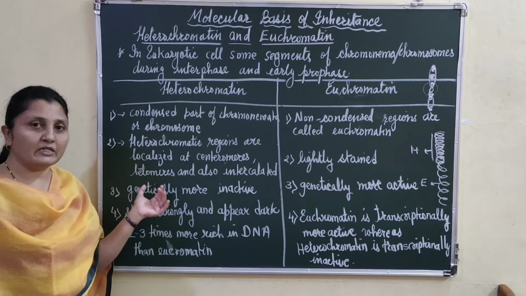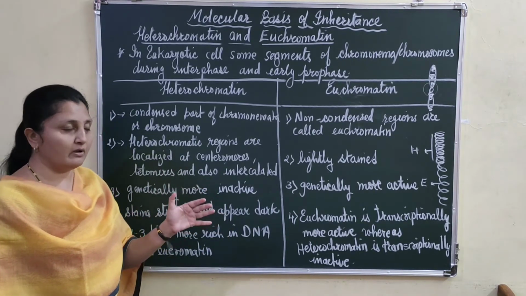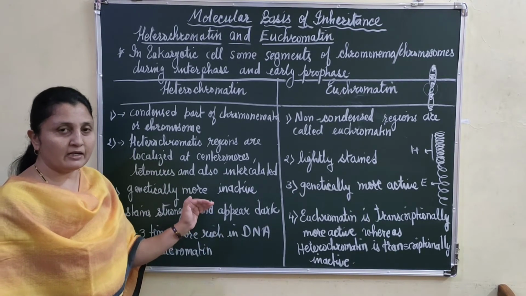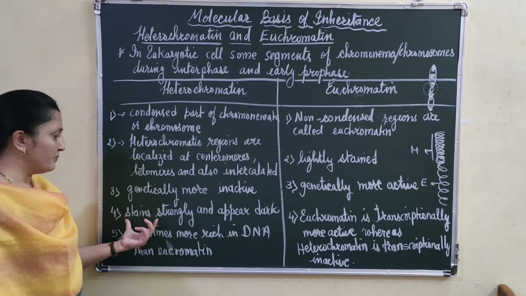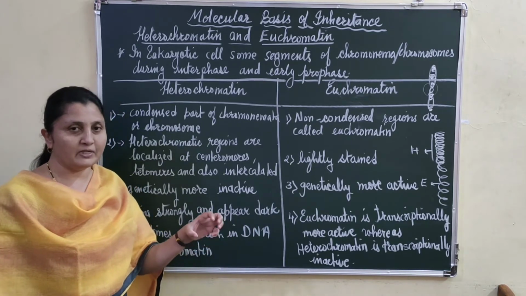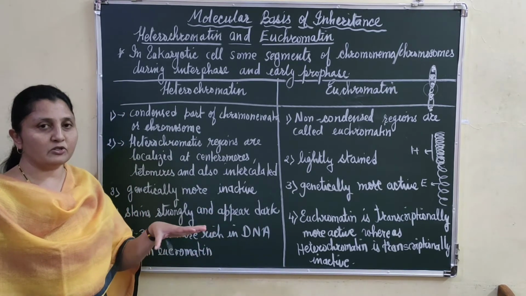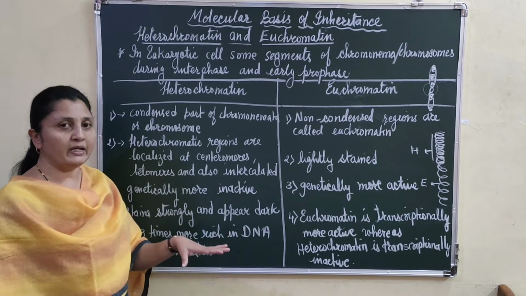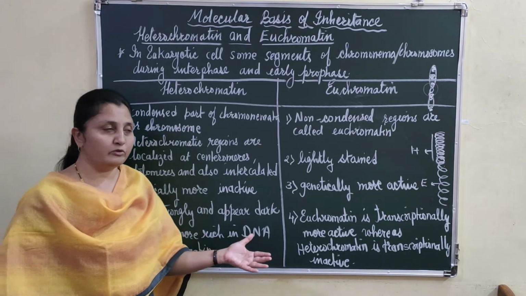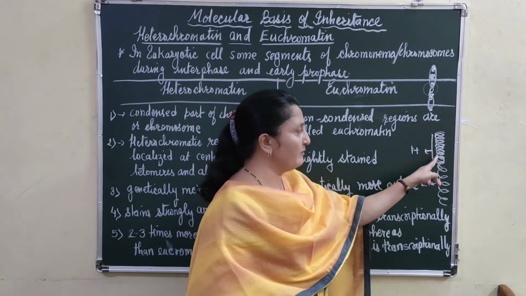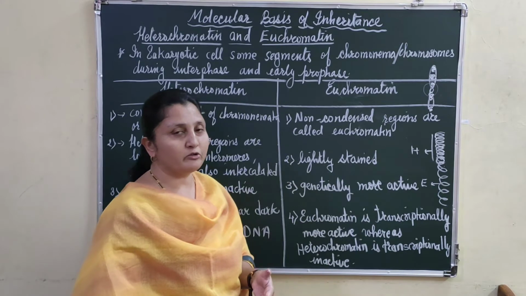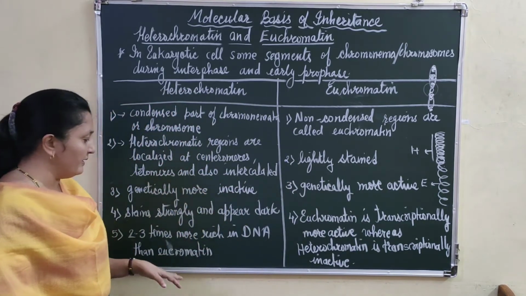This heterochromatin is genetically non-active, less active, or inactive regions of the chromosomes. Right? These are not the active parts of the chromosome. They stain strongly and appear dark. So they absorb the stain, get strongly stained, and so that region of the chromosome appears very, very dark. Right? It has 2 to 3 times more DNA than the euchromatin region. As you can see, the amount of DNA here is more, here the DNA is less. So the amount of DNA is more in the heterochromatin region and less in the euchromatin region.